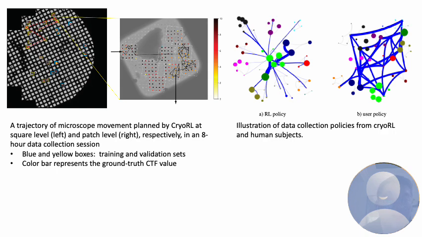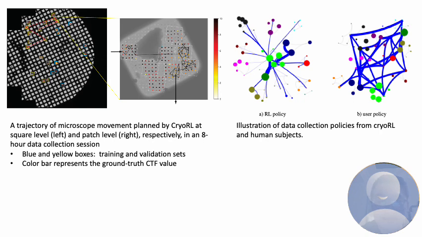In this page, we give some high-level visualization of the actual trajectories collected by the CryoRL method. On the left-hand side, we visualized one actual trajectory of CryoRL data collection. One can see that within a patch that is visualized in this figure, the CryoRL algorithm is able to select the holes that have in general higher CTF value, meaning that the micrographs selected by CryoRL have good quality.